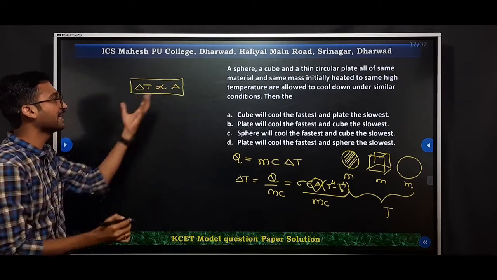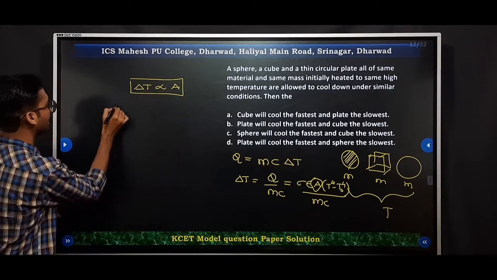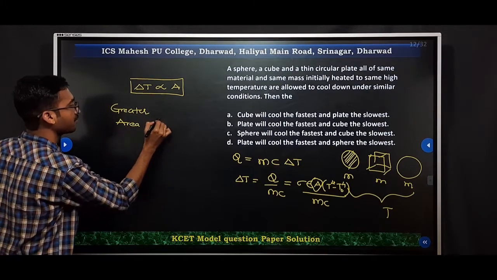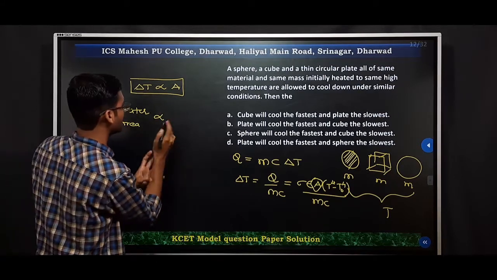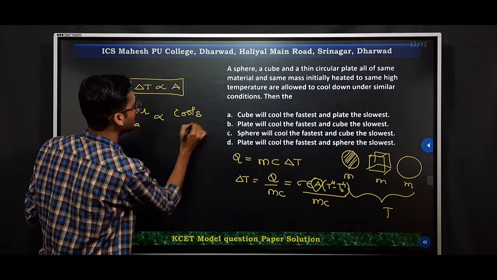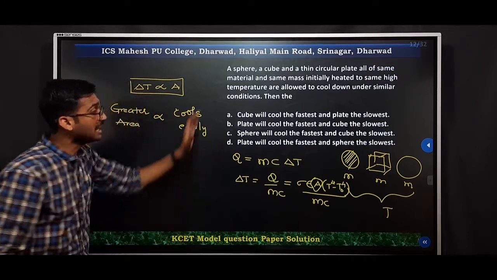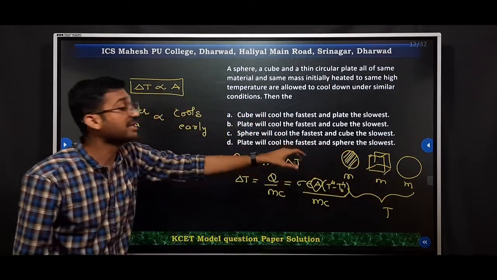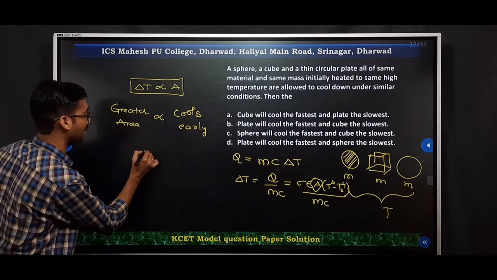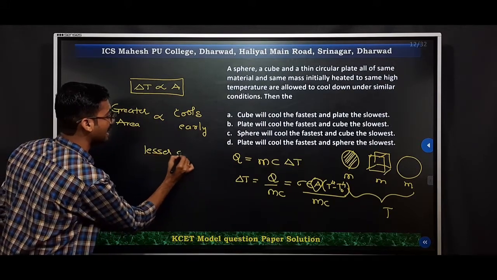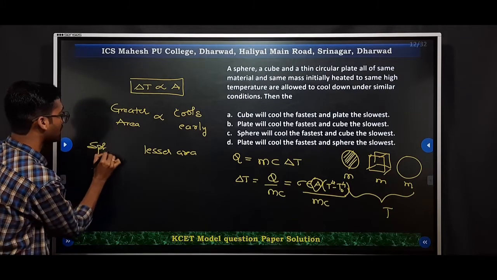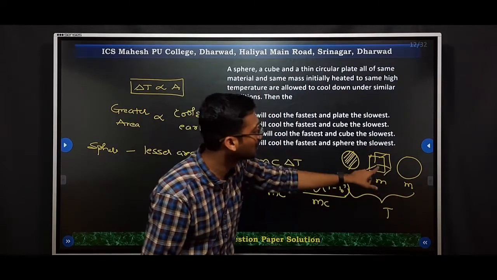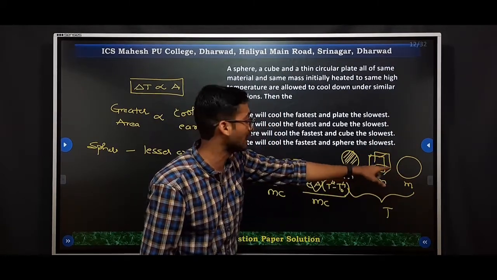From this equation we can say the body which has a greater area will cool down early. Now check out all three objects: the sphere, the cube and the plate. The sphere always has a lesser area, so there is no question with the sphere. The doubt left is with the cube and the plate, that is, the circular plate.